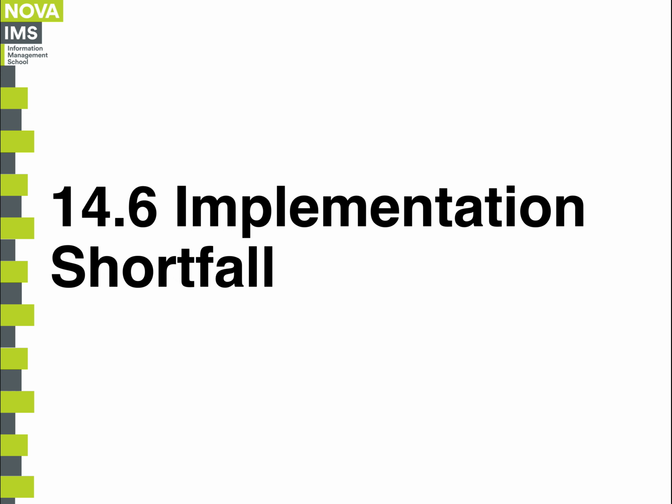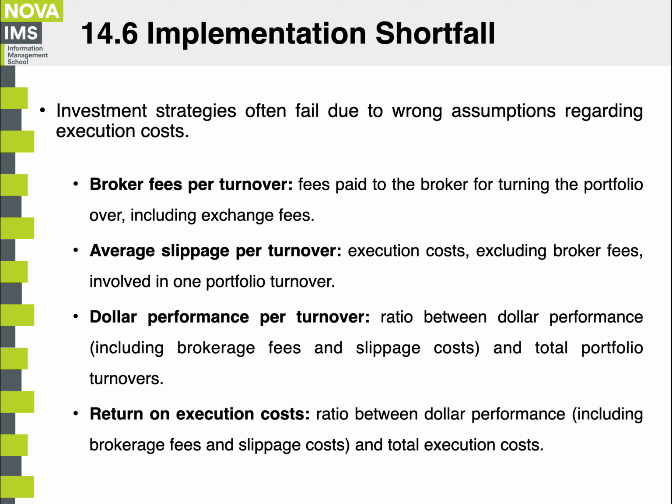Implementation shortfall. Investment strategies often fail due to wrong assumptions regarding execution costs. Some important measurements of this include the broker fees, which are fees that are paid to the broker for turning the portfolio over, including exchange fees. Average slippage per turnover are execution costs, excluding the broker fees. For example, it can include the loss caused by buying a security at a fill price higher than the mid price at the moment the order was sent to the execution broker.